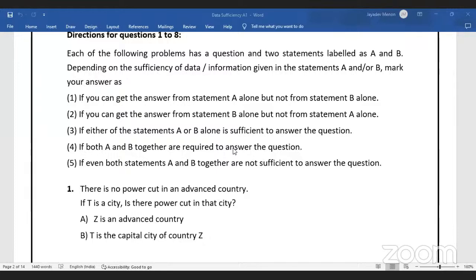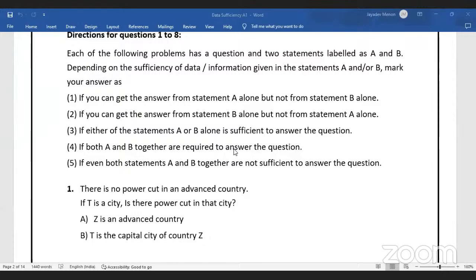Now, statement B, T is the capital city of country Z, but in the second statement, nothing is mentioned about country Z, about whether it is an advanced country or not. So by using statement B alone, it is not possible to answer.